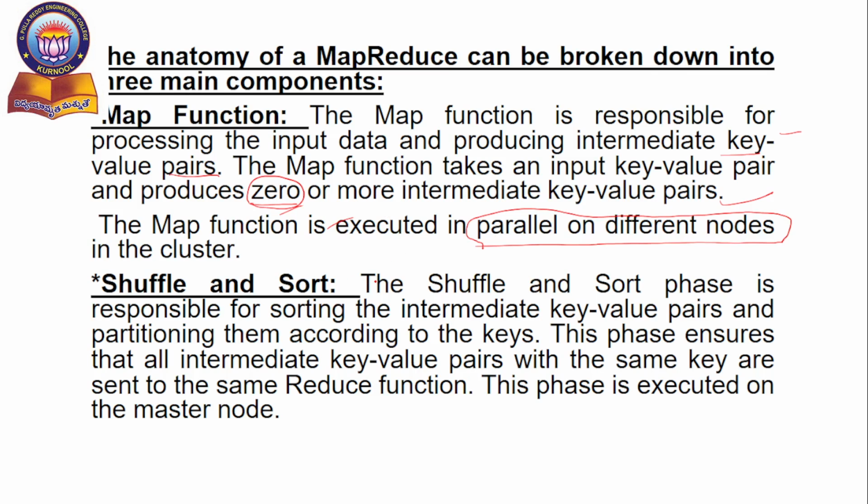Now we'll see shuffle and sort. As we know earlier, an important phase in the MapReduce job is the shuffle and sort phase. The shuffle and sort phase is responsible for sorting the intermediate key, value pairs and partitioning them according to the keys. So based on the keys, the intermediate key value pairs will be sorted in the system. This phase ensures that all intermediate key value pairs with the same key are sent to the same reduce function. This phase is executed on the master node. Okay. This is the shuffle and sort phase.